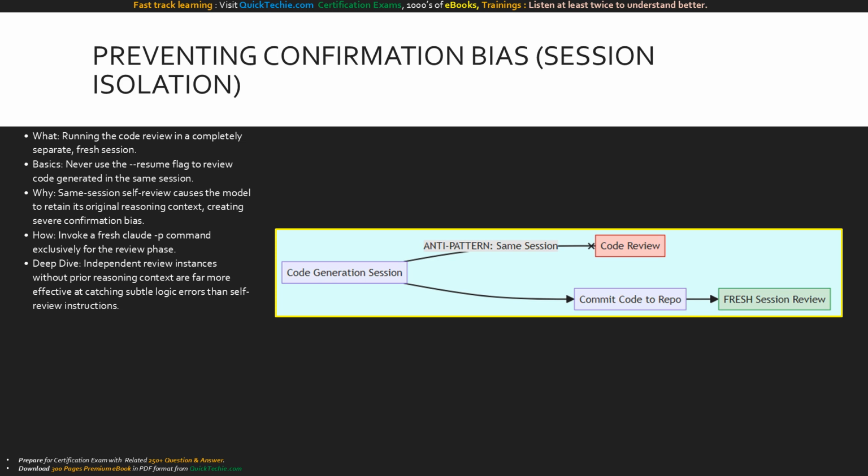The deep dive rule for your certification is absolute. The reviewer must have zero context from the generation phase to provide an objective, high-quality analysis. This flow explicitly contrasts the wrong and right approaches to automated review. The red path shows the anti-pattern, looping the generated code back into the same session for review. The green path shows the correct architecture: the generated code is saved, and a completely fresh session is instantiated to act as an objective, unbiased reviewer.